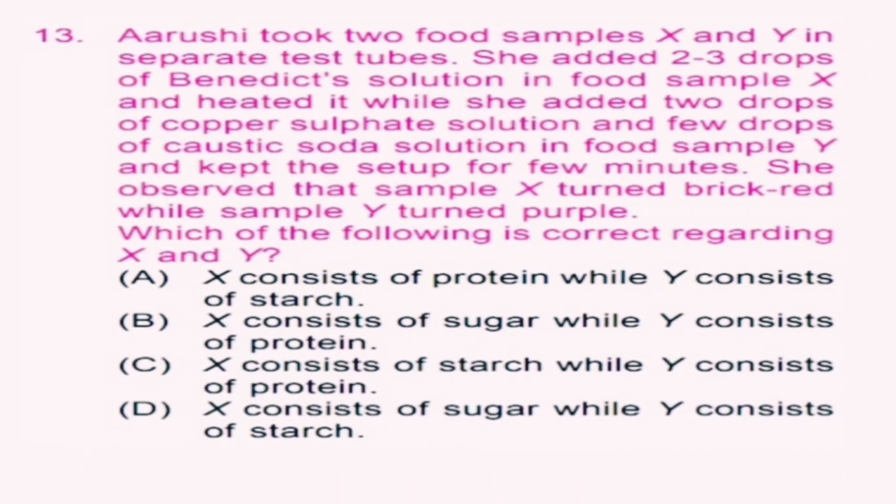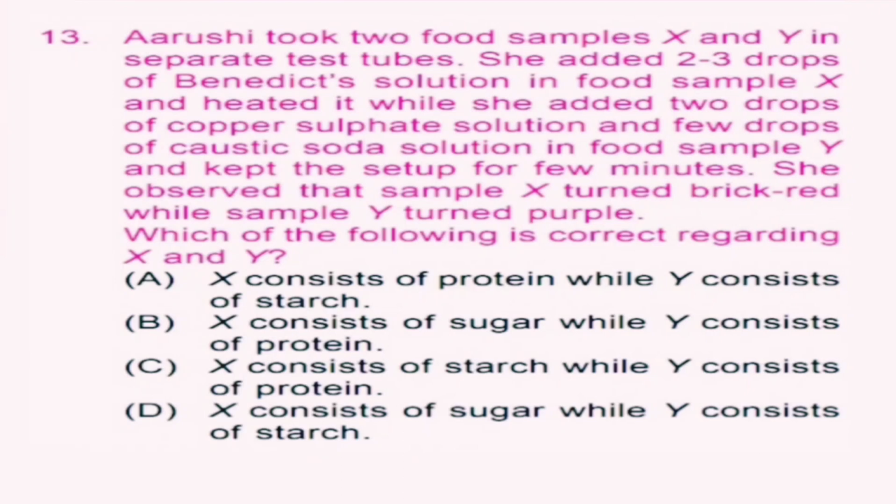Question number 13. Arushi took 2 food samples, X and Y, in separate test tubes. She added 2 to 3 drops of Benedict solution in food sample X and heated it, while she added 2 drops of copper sulfate solution and a few drops of caustic soda solution in sample Y, and she kept the setup for a few minutes. She observed that sample X turned brick red while sample Y turned purple. Which of the following is correct regarding X and Y?